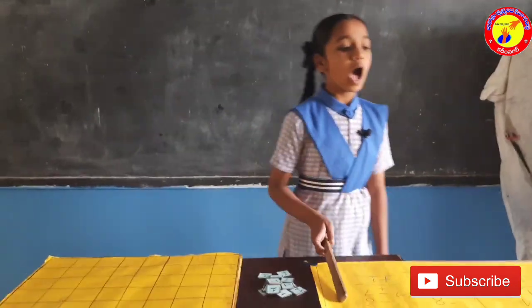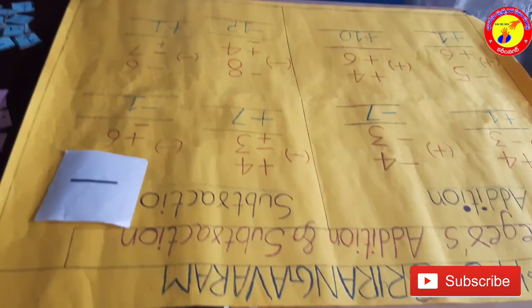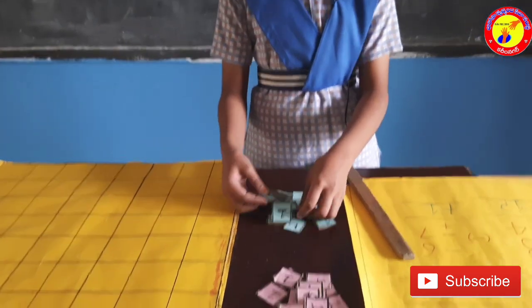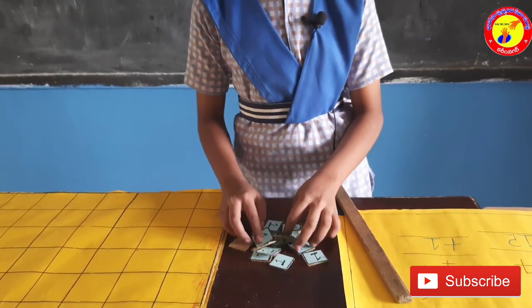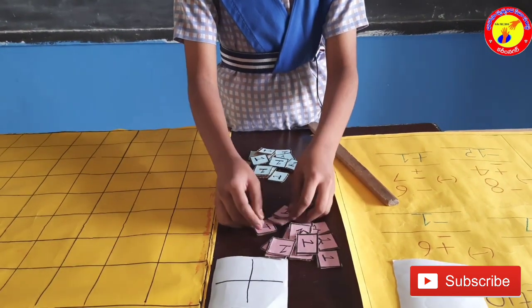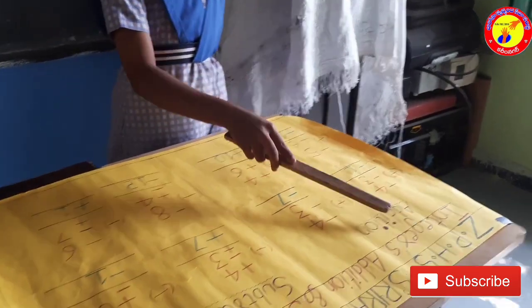I will show how to add and subtract integers using these models. These are the flashcards. Green color flashcards indicate positive and red color flashcards indicate negative. We will do integer addition first.